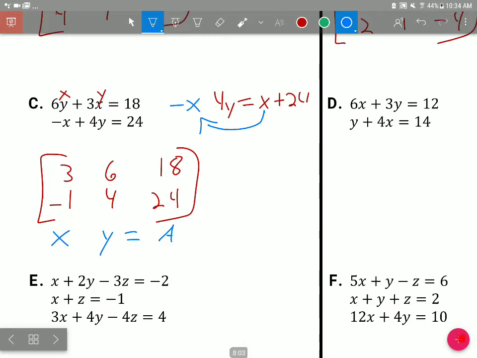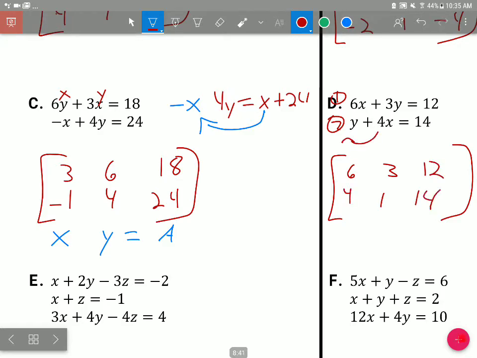All right, so do letter D real fast, if you haven't already. All right, which equation did you have to fix? The first one or the second one? Well, which one is out of order? The second one's out of order. So the 6, 3, 12 goes, and then I'll just move the 4 up front. So that's 4, 1, 14. Okay? Any questions about this at all?